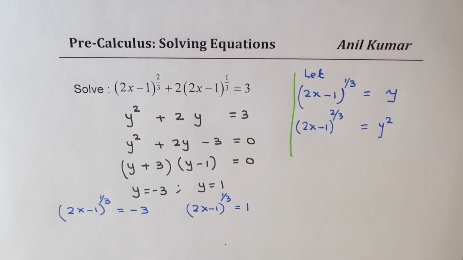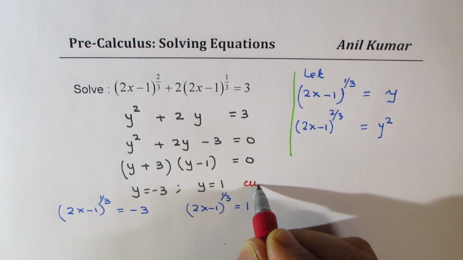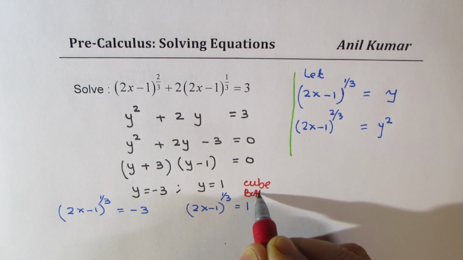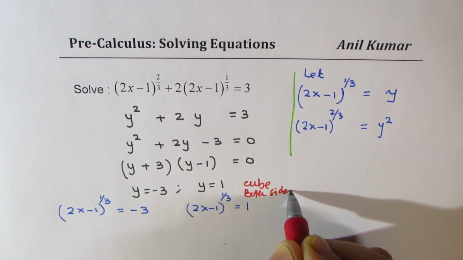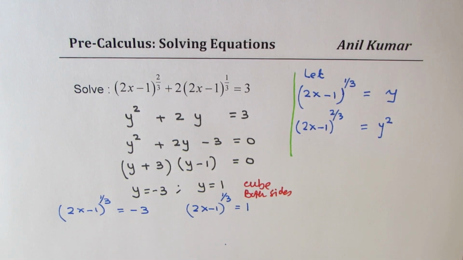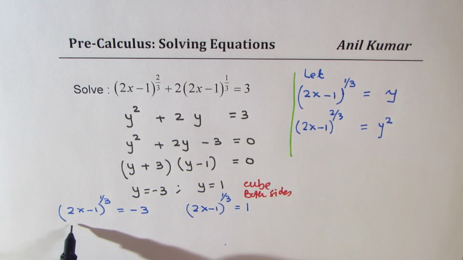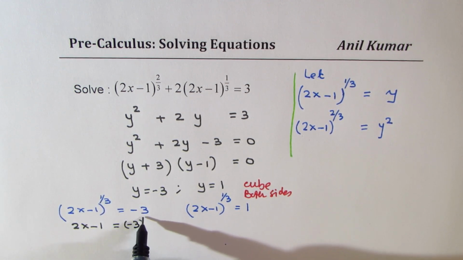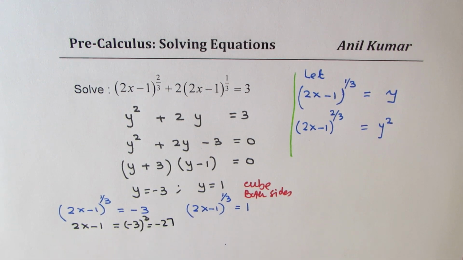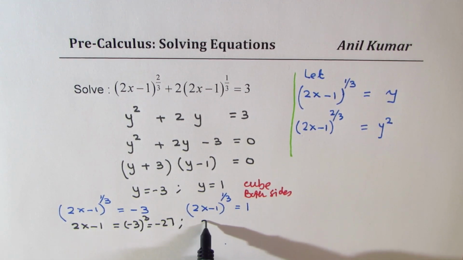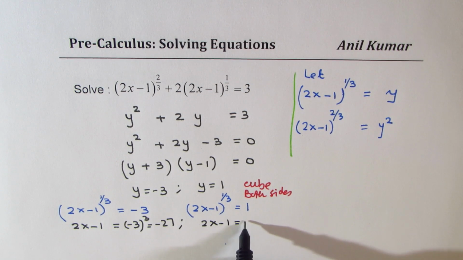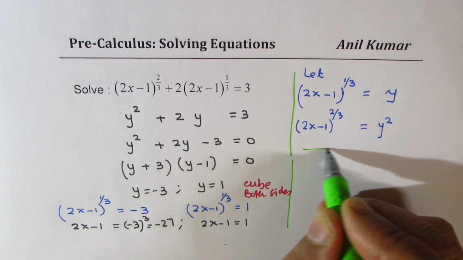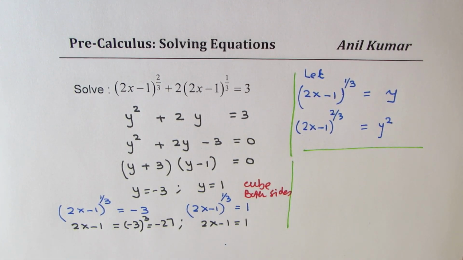So let me write down here. Now we'll cube both sides, and then solve it further. The first equation will be 2x minus 1 equal to (minus 3) cubed, which is minus 27, correct? The second one will be 2x minus 1 equal to 1 cubed, which is 1. So that is how you could get your solution. Now it's just a matter of solving for x from each of these.